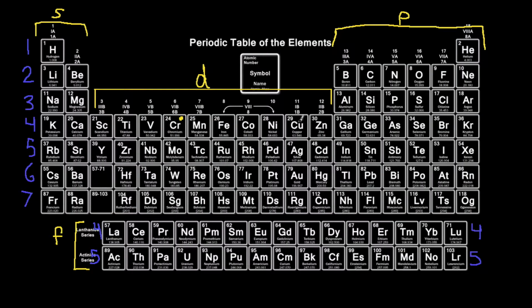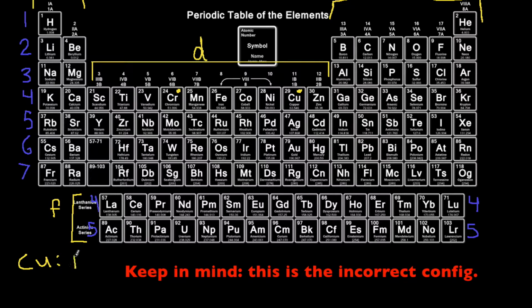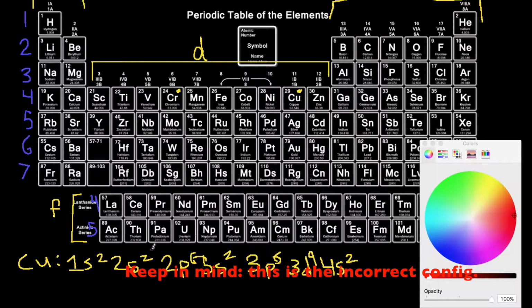Now the second exception to the rule is copper. And it's going to behave very similarly to chromium. So I want you guys to write down what you think the electron configuration of copper is going to be. So first off, I'm going to start with writing the incorrect electron configuration that some might assume is correct if they didn't know it was an exception to the rule. It's 3s2, and then 3p6, 3d9, and 4s2. So it turns out that this is also incorrect.